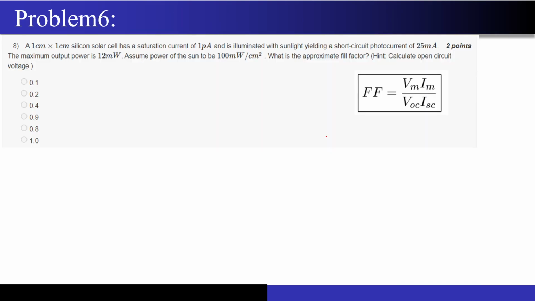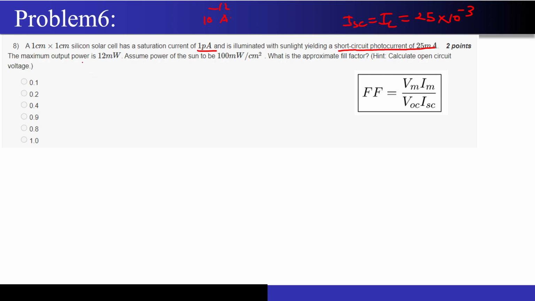So now we will move on to the next problem, that is problem number 6, right? A 1 centimeter cross 1 centimeter silicon solar cell has a saturation current of 1 picoampere. This is 10 to the power minus 12 amperes, right? And is illuminated with sunlight, yielding a short circuit photocurrent. Short circuit photocurrent, that is your ISC is equal to IL, right? Is equal to 25 milliamperes, right?